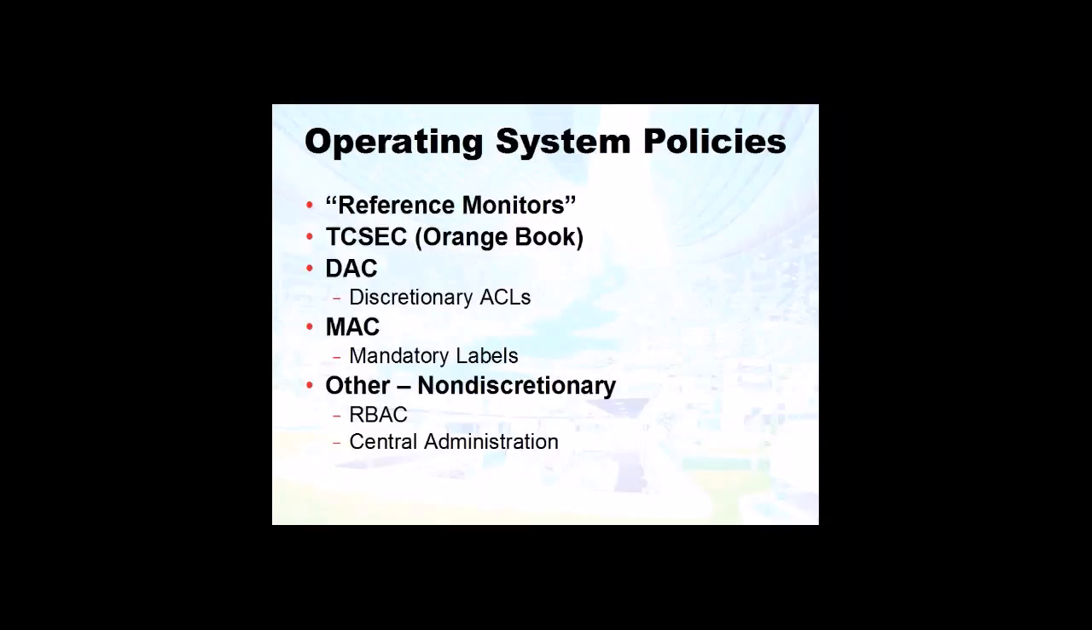Operating system policies are reference monitors. We talked about these. So the TCSEC had two basic ones. DAC we know uses ACLs, MAC uses labels. Somebody decided to create a new term at NIST called non-discretionary. It's not an Orange Book thing. Non-discretionary used to show up on the test. I don't know if they do anymore. But non-discretionary inferred two things. We took our DAC models and we added role-based access control and we added centralized management.